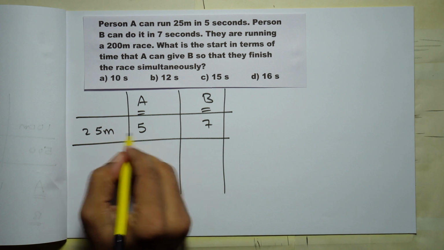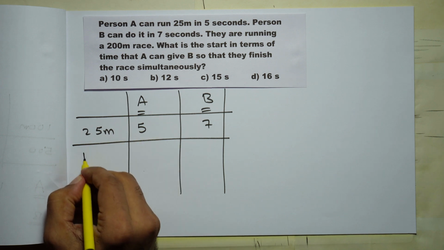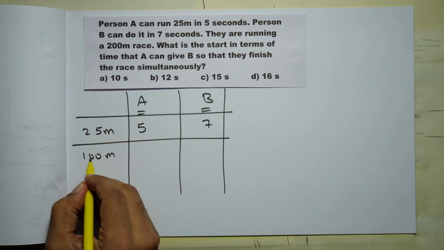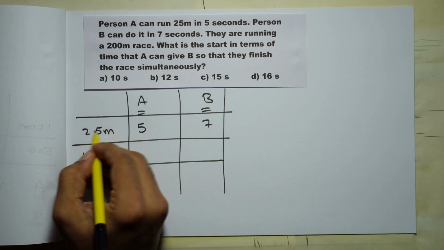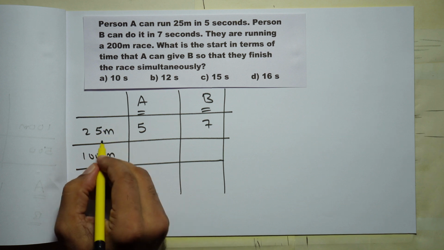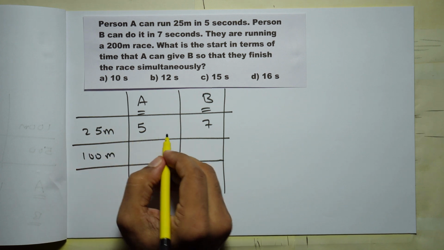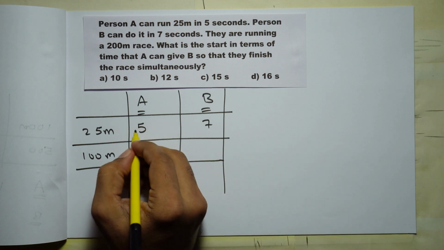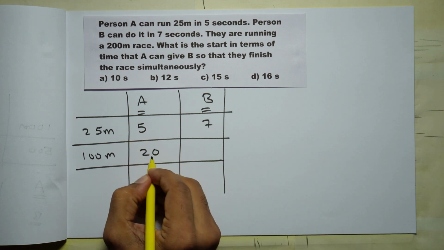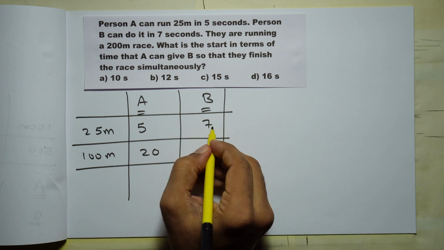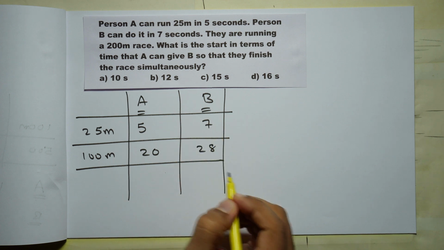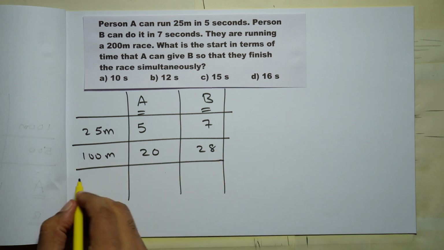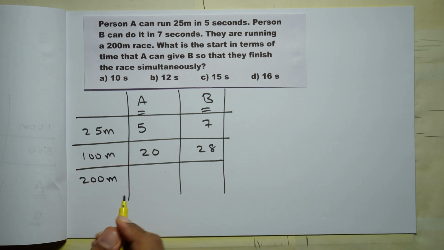We'll just find out the time required when they are doing 100 meters. Now 25 has been multiplied by 4 to get 100. 25 into 4 is 100, so distance has been made 4 times. When distance is made 4 times, time required will also become 4 times. So 5 into 4, A will require 20 seconds. And B will require 7 into 4, that is 28 seconds. Now let us double the distance. Instead of 100, let us calculate for 200 meters.